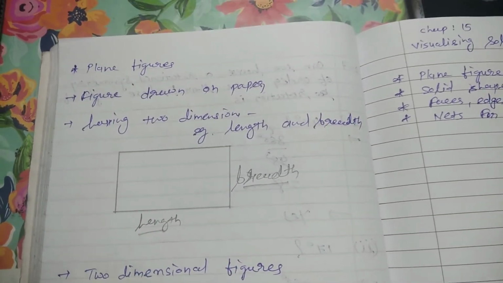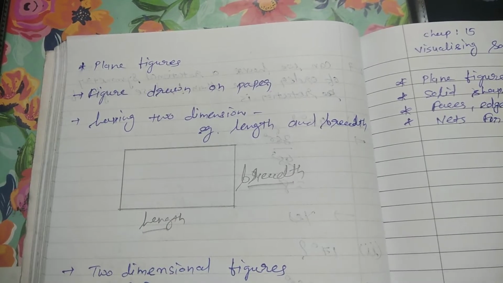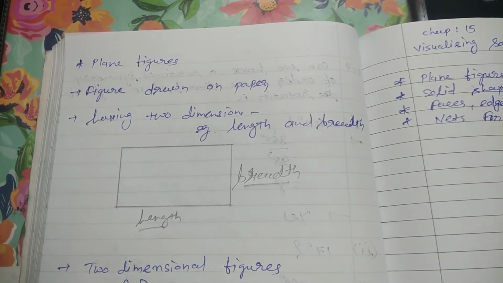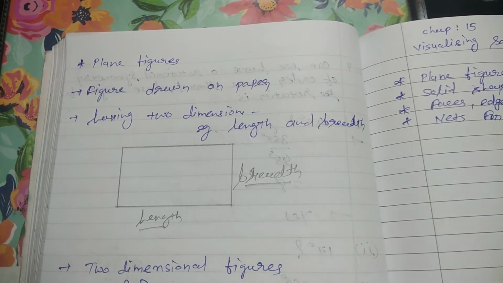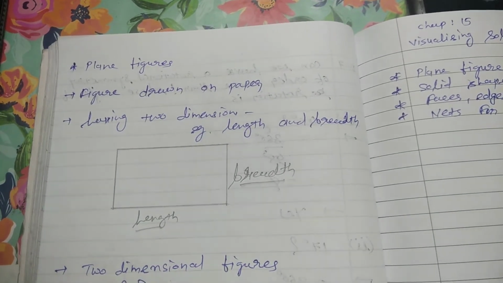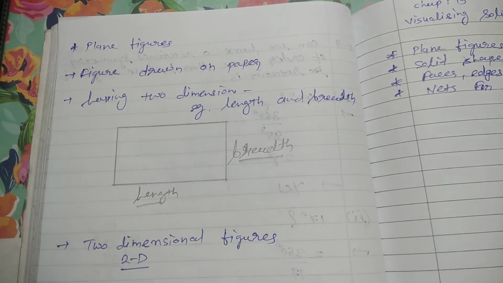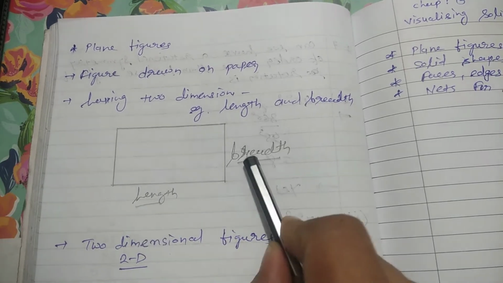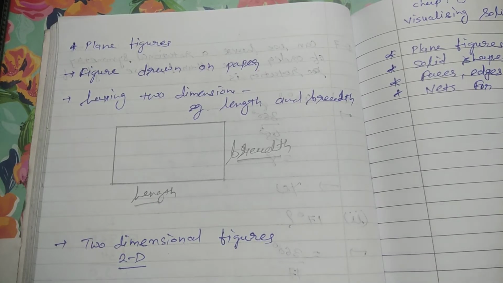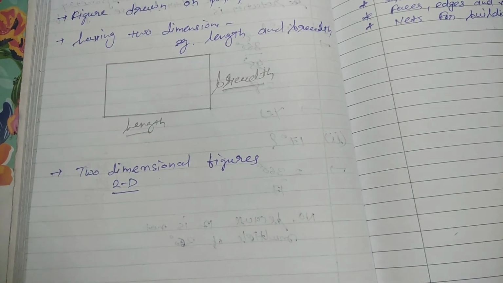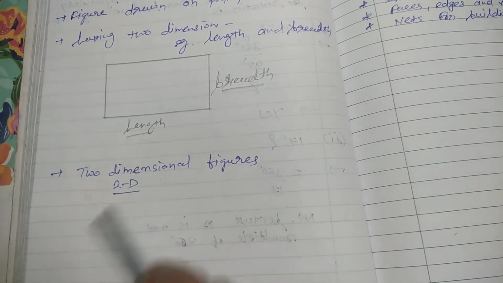First, plane figures. Plane figures means figures which can be drawn on a paper. For example, you already know about square, rectangle, circle, triangle. These are plane figures. If we take a rectangle, there are two dimensions given: one is length and the second is breadth. That's why these figures are also called two-dimensional figures. In short, we can say these are 2D shapes, that is two-dimensional shapes.